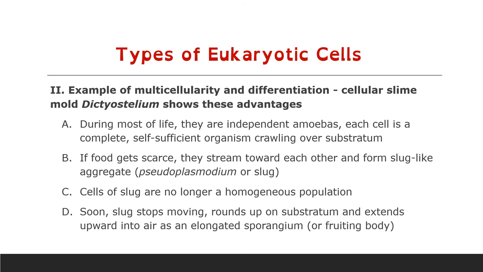So one example of multicellularity and differentiation would be the cellular slime mold Dictyostelium that shows the following advantages. During most of its life, they are independent amoebas, and each cell is a complete self-sufficient organism crawling over substratum. But if food gets scarce, they stream toward each other and form slug-like aggregates, or what you call the pseudoplasmodium or slug. So the cells of the slug are no longer a homogeneous population, and soon the slug stops moving, rounds up on the substratum, and extends upward in air as an elongated sporangium or a fruiting body.